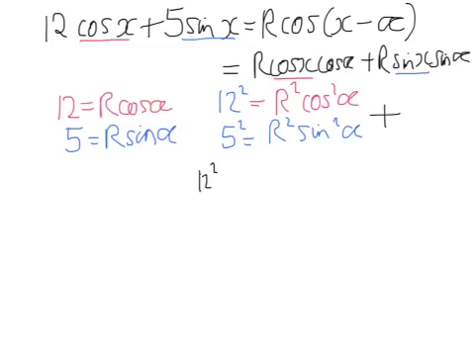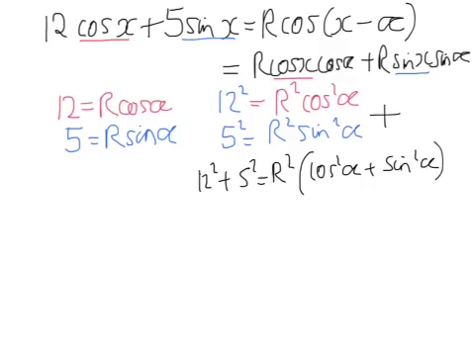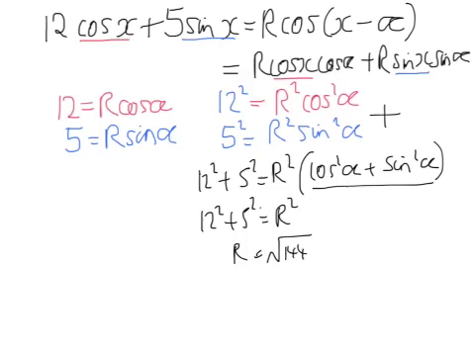So I'm going to have 12 squared plus 5 squared is R squared. Now that's in both terms, so I'm going to take that out as a factor into cos squared alpha plus sin squared alpha. I'm sure you all recognise that this is an identity that we know from last year. So we've got 12 squared plus 5 squared is R squared times 1, so just R squared. So if we want to find out what R is, we'll just do the square root of 144 plus 25, square root of 169, or 13.